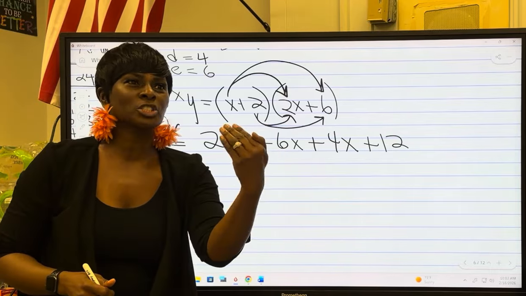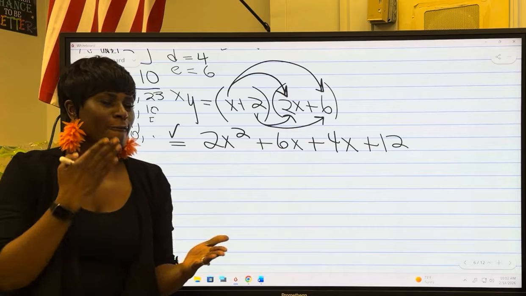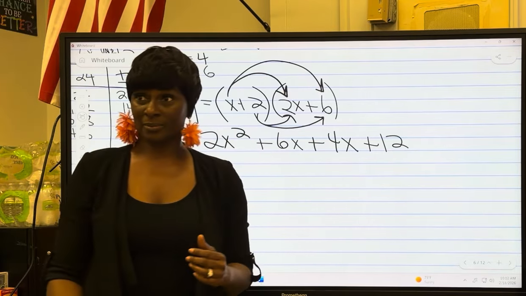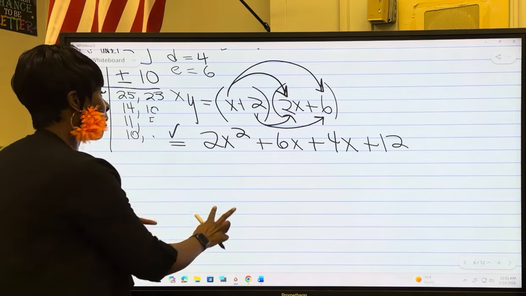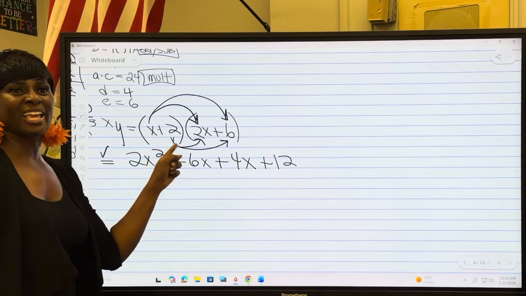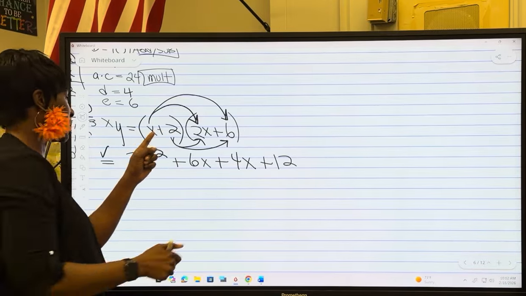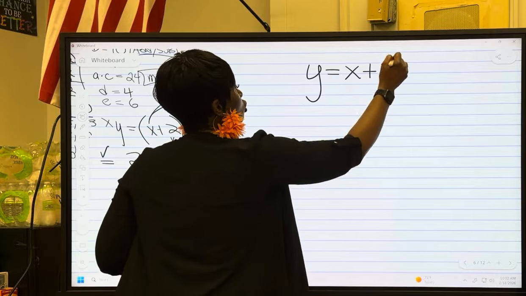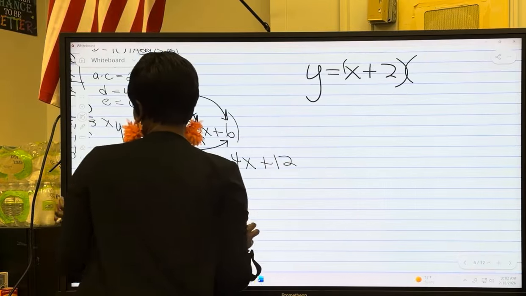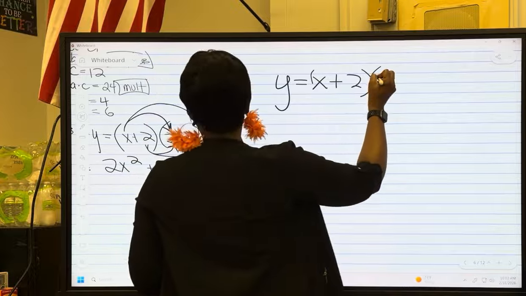Sometimes they give you a question, and they'll say, factor this completely. What does that mean? That means there should be no common factors left. So let me show you what that would look like if we factored completely. Watch this. If I got y equals x plus 2 times, y'all see my board cutting up, not letting me write completely.